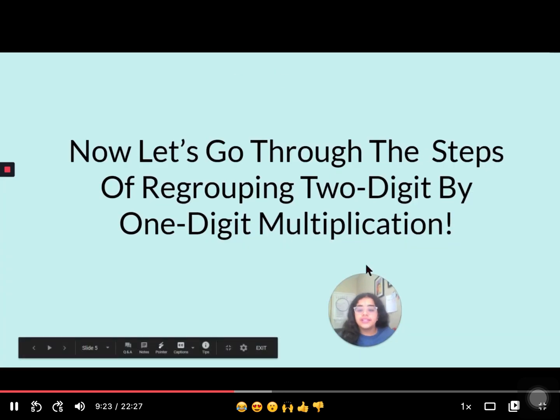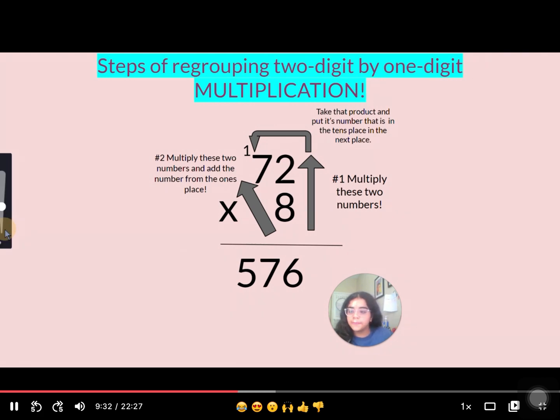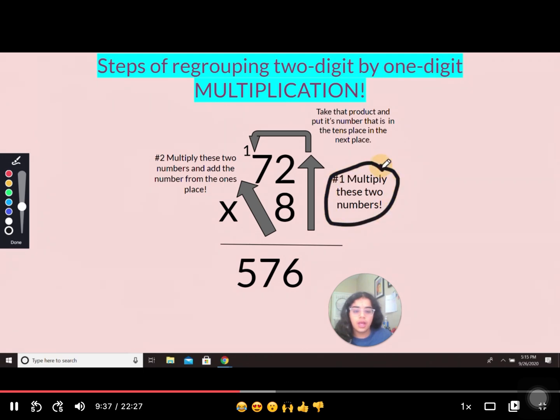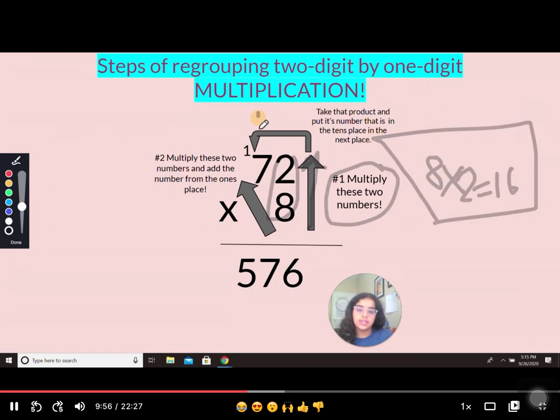Now let's go through the steps of regrouping 2-digit by 1-digit multiplication as we said. So here's an example again. It says step 1 is to multiply these two numbers. So we know that 8 times 2 is what, guys? 16. It's basically normal except the regrouping part comes in. So we know 8 times 2 is 16, so we put a 1 up here.